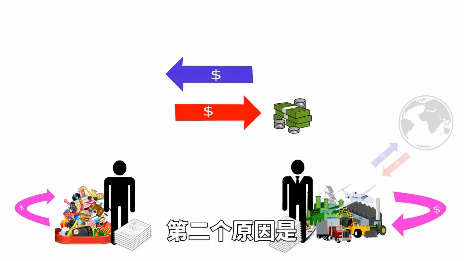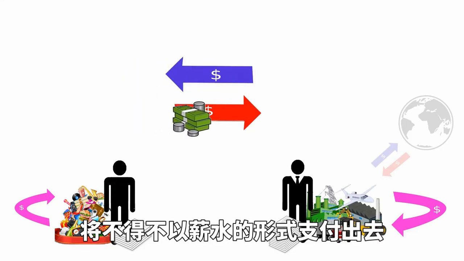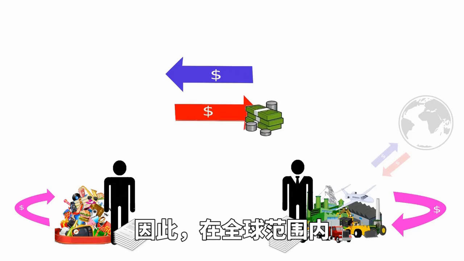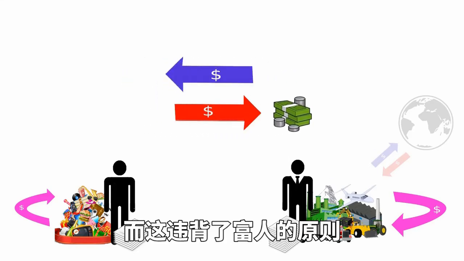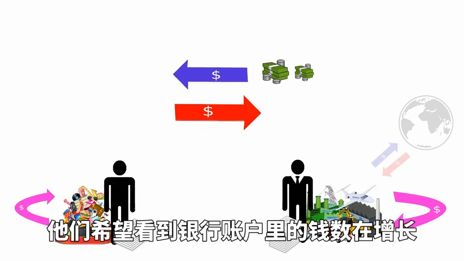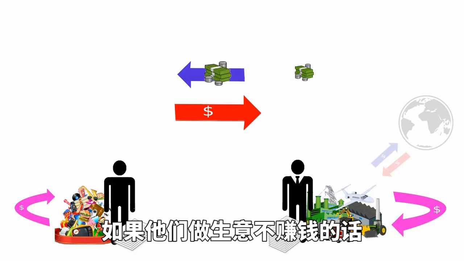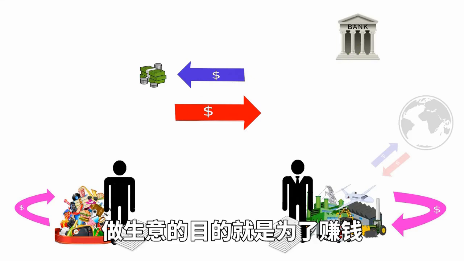And the second reason is that in this balanced state, all the money that has been received from the sales of the products will have to be spent as a form of salaries. So globally, there is no savings to be made by the rich. And it is against the principles of the rich not to save any money and enrich themselves. So they want to see the money in their bank account increase. And if their business is not profitable, why do business? The purpose of being in business is to make money.